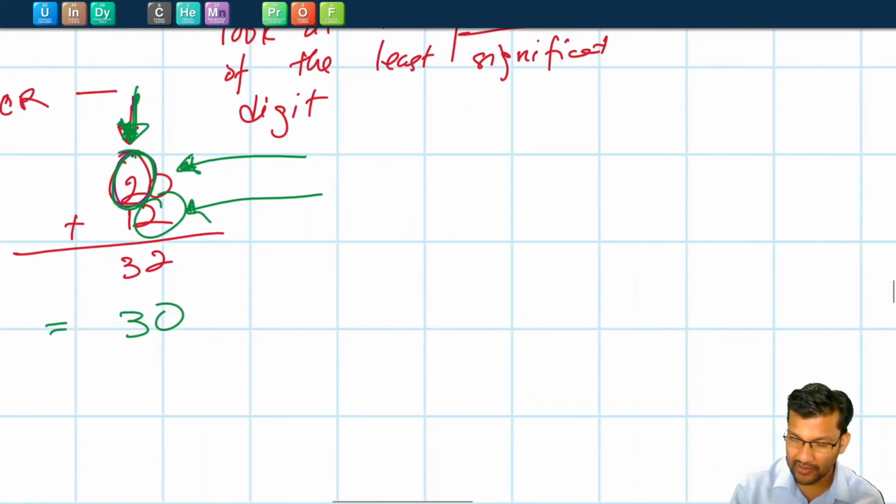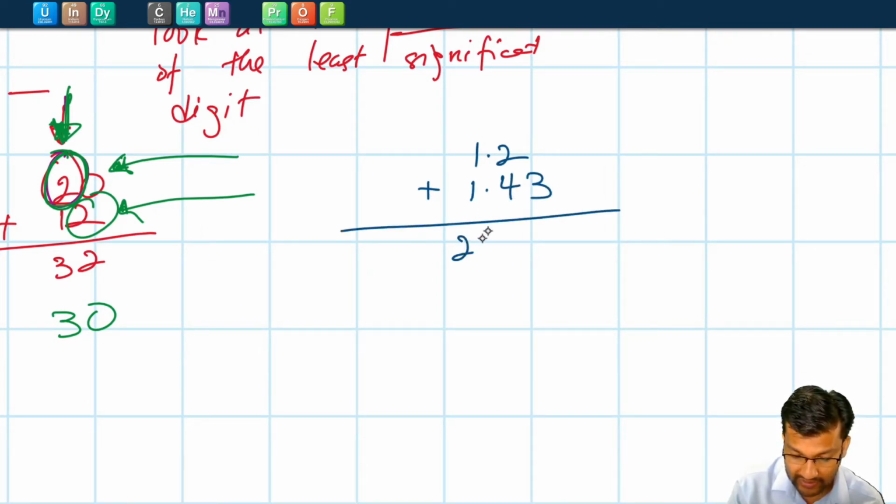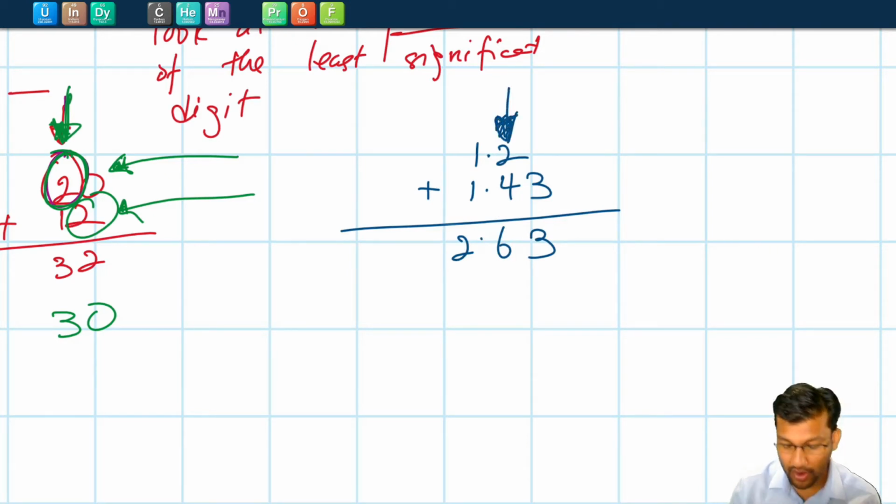It's a little bit easier to think about when we do decimal points. So for example, if we had 1.2 plus 1.43, our answer is 2.63. But for this number here, our least significant digit is in the tenths position, so our answer could not have a digit in the hundredths position. So we just round. In this case, we keep it at 2.6 as our answer.